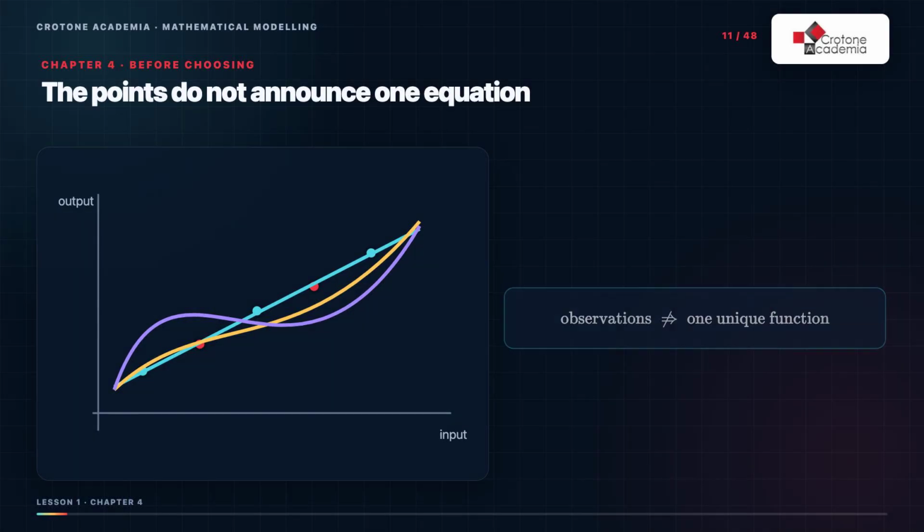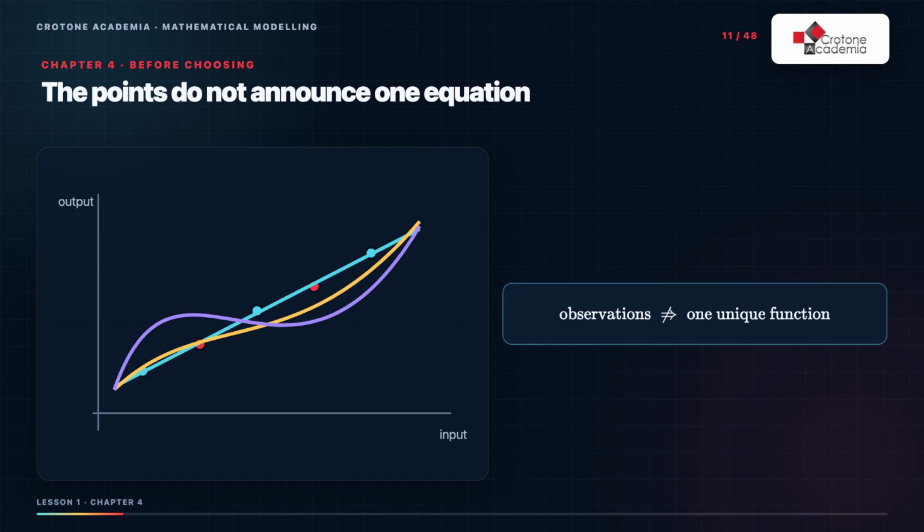Plot the observations without drawing a line immediately. What relationship could have produced them? A line is plausible. A gently curving function may also be plausible. With only a few points, many other curves could be made to pass through or near them. The data do not announce one equation. Constructing a model therefore involves a choice about the kinds of relationships we are willing to consider.